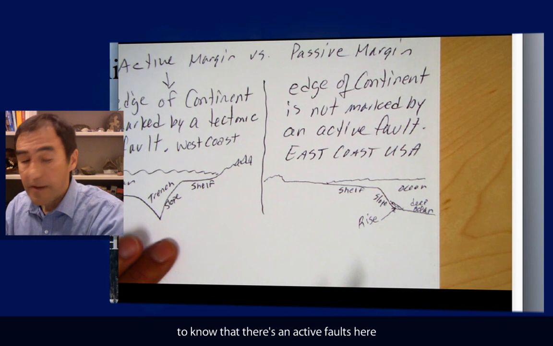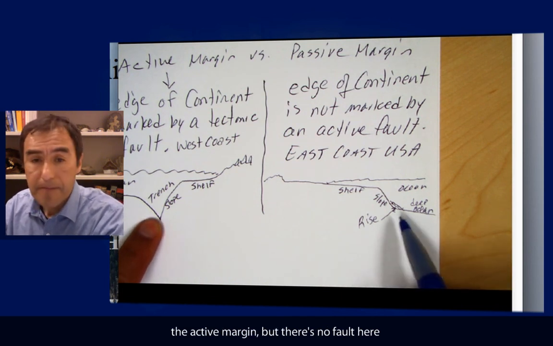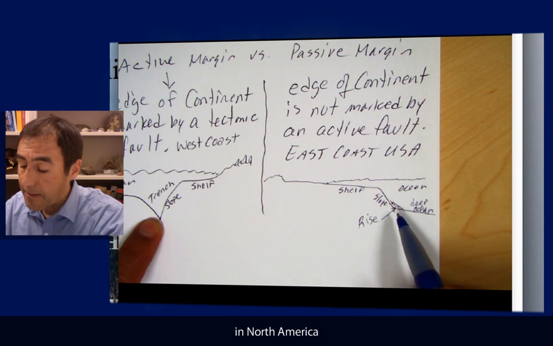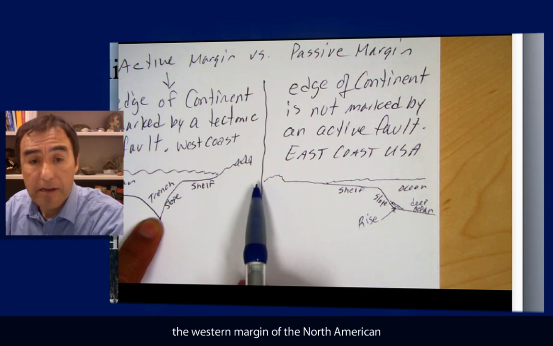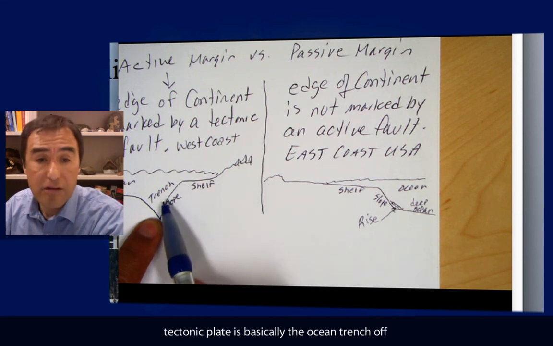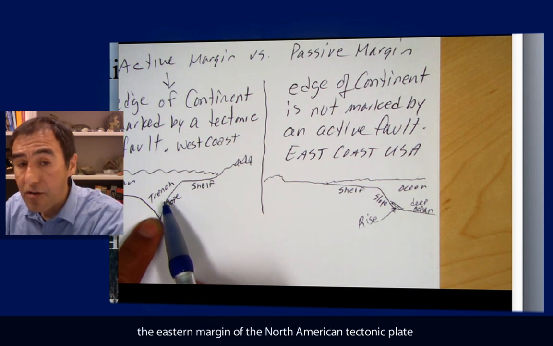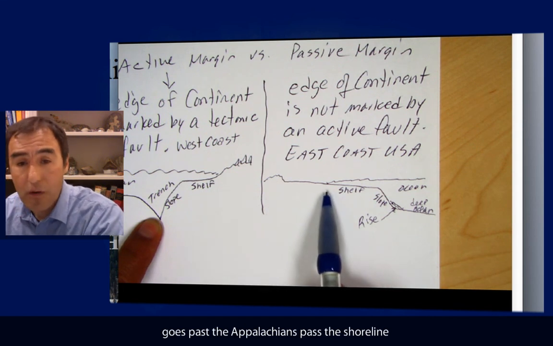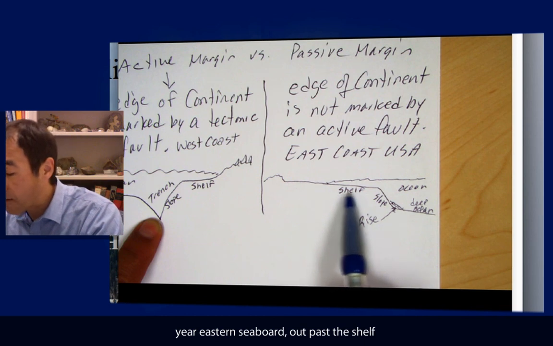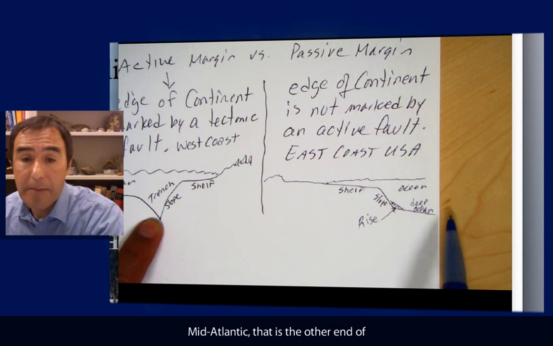So note that there's an active fault here at the active margin, but there's no fault here. In fact, if we're looking at North America here, the western margin of the North American tectonic plate is basically the ocean trench off of Northern California, Oregon, and Washington. The eastern margin of the North American tectonic plate goes past the Appalachians, past the shoreline here, eastern seaboard, out past the shelf and slope and into the ocean, and not till you get to the mid-Atlantic ridge. That's the other end of the North American plate.